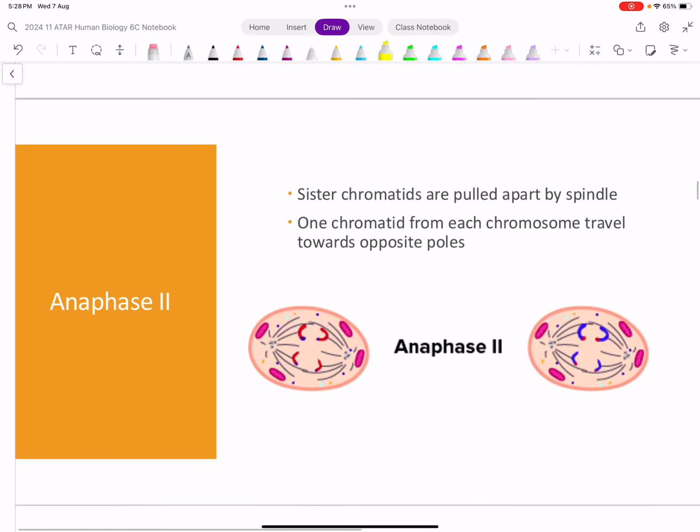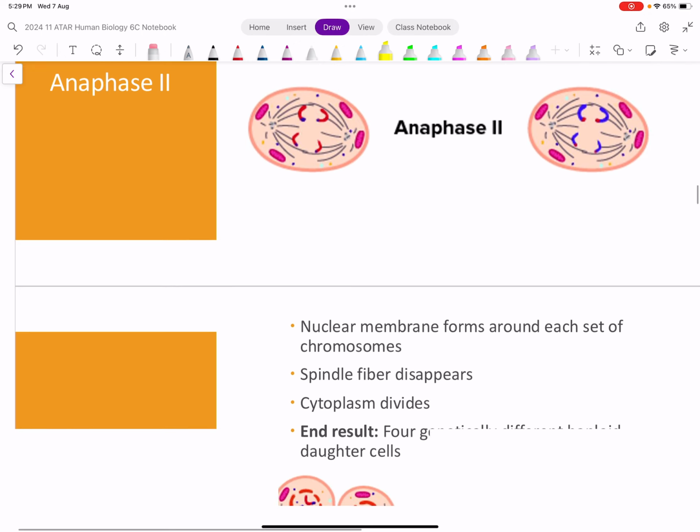Anaphase is where we start to look a little bit different to anaphase 1. During anaphase 2, our sister chromatids are now pulled apart, again by the same structure, those spindle fibers. This means that one chromatid from each chromosome is going to travel towards opposite poles of the cell. We can see that really clearly in both of our cells here. Each individual chromatid is being pulled towards opposite sides of the cell, no longer attached to its sister chromatid.